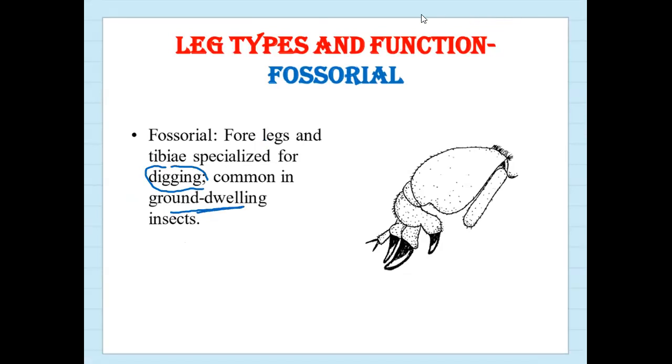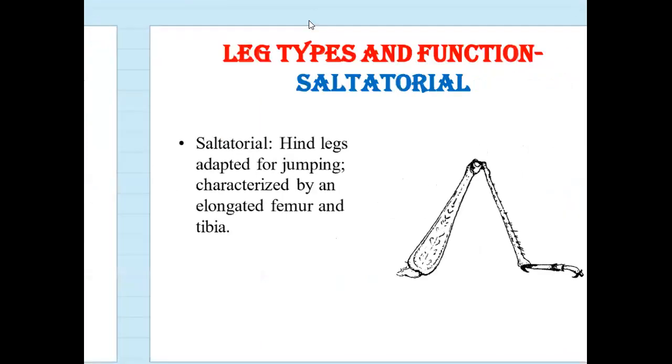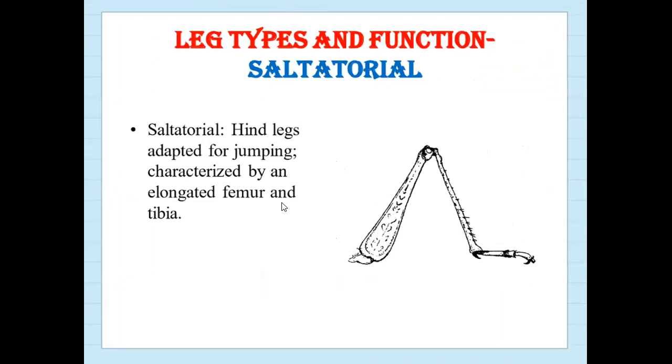The next one is the saltatorial leg. Saltatorial leg is adapted for jumping. This type of leg is found on hind legs, caused by an elongated femur and tibia, muscularized on the femur part. Saltatory movements of grasshopper, cricket, all these types of insects possess this type of legs.